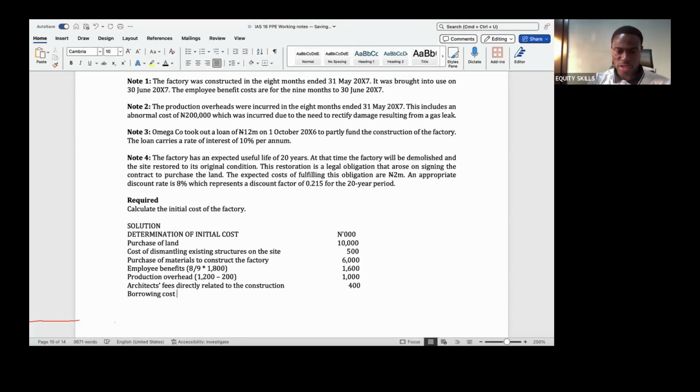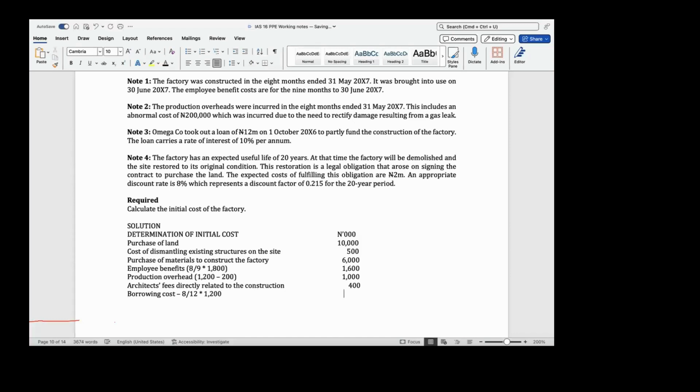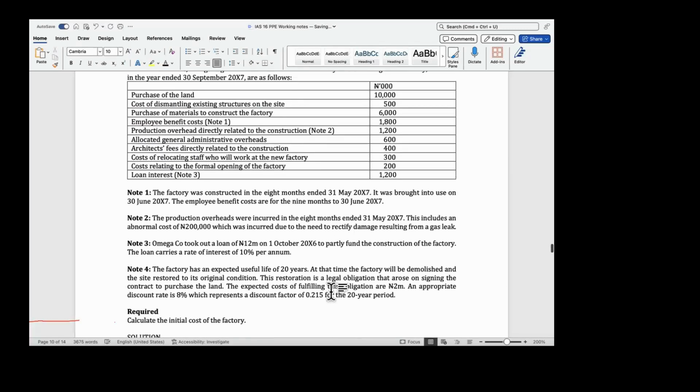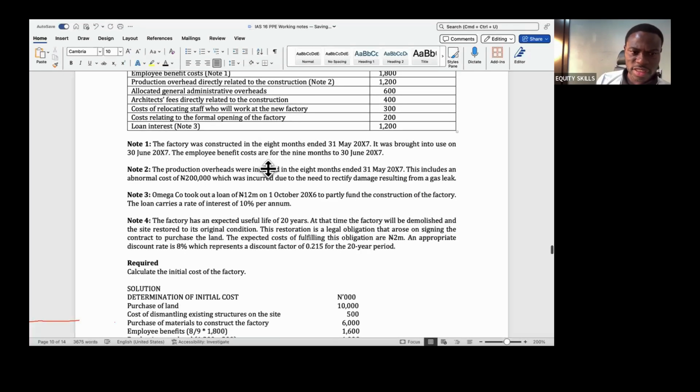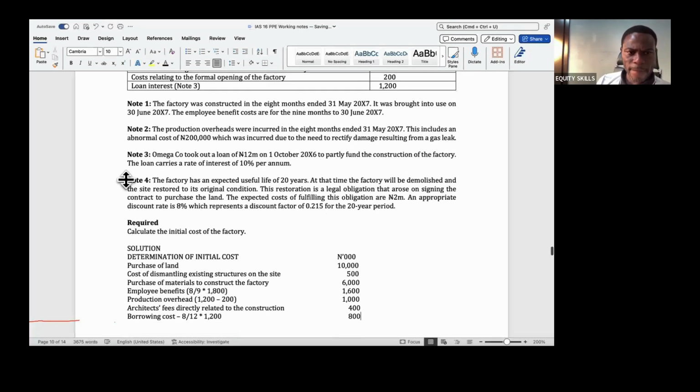So borrowing costs is 8 over 12 times what? 1,200. How much is that? 800. Okay, and that's all for this. And there's a note 4 here.